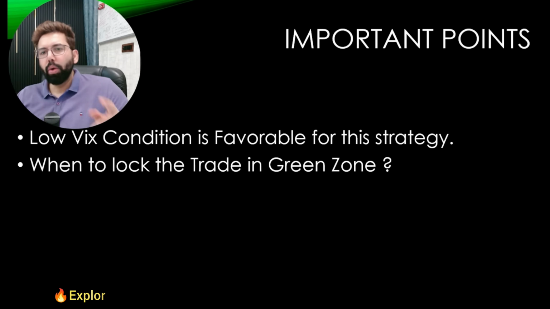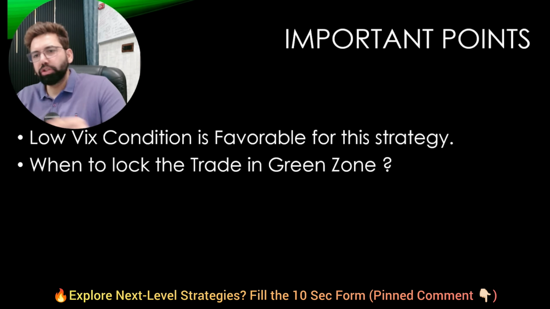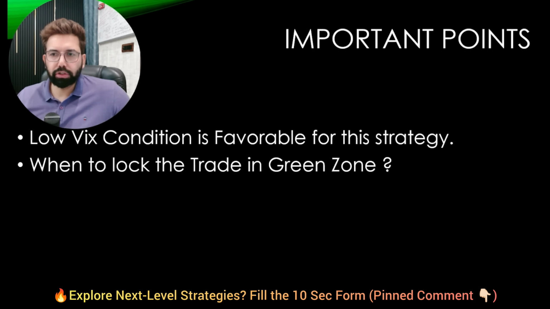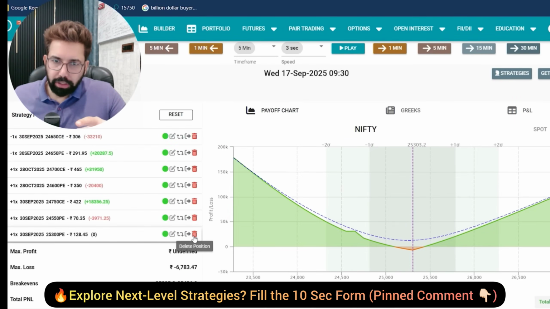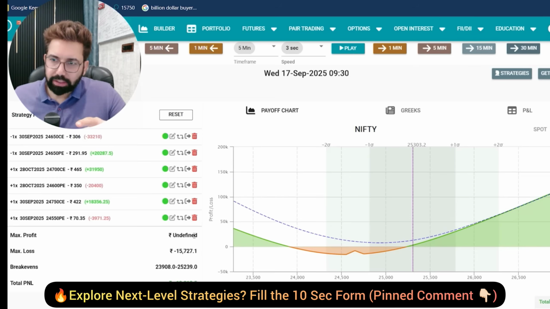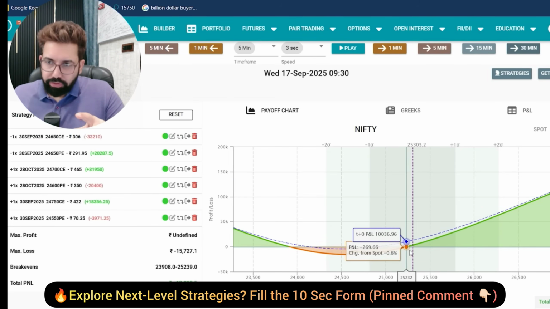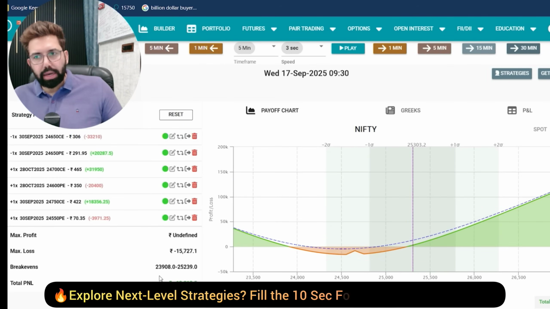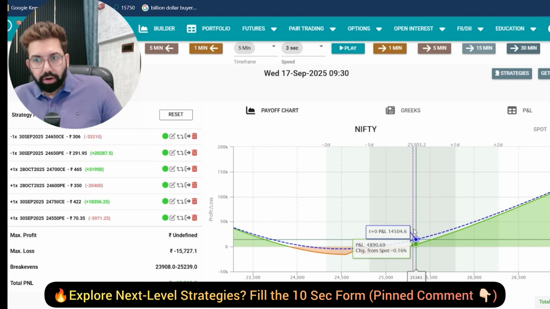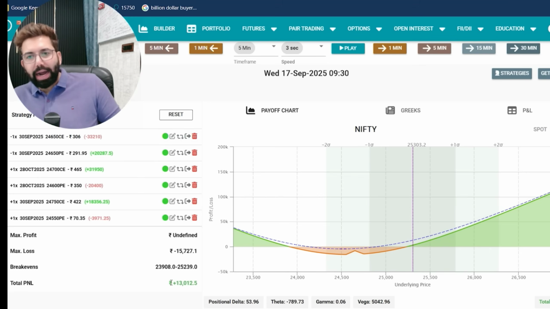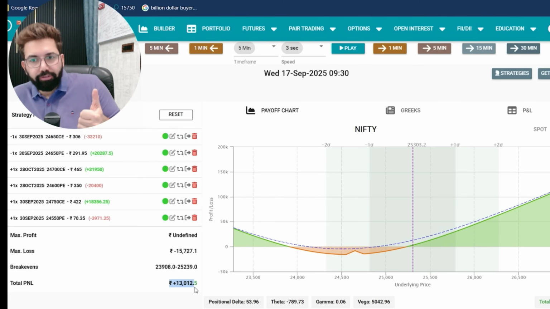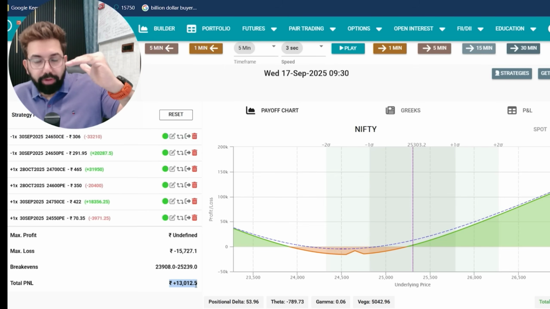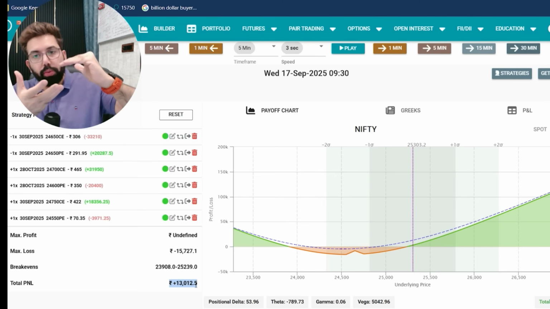Point number one, when to lock the trade in the green zone. This is where most traders make mistakes. So I want to tell you this. Now, if I just remove this particular leg, the leg which we added, what do you see now? If the trade gives you this kind of an output, most traders will fear the gap down. So the idea of when to add a hedge is when you are getting a favorable outcome. You get the favorable outcome, but at the same time you want to lock it.